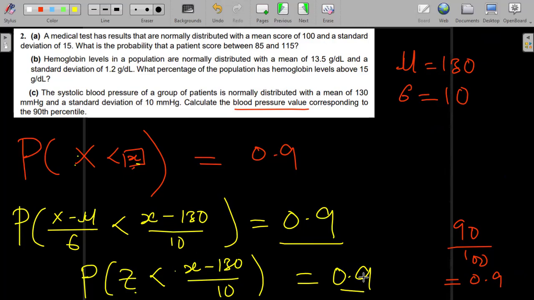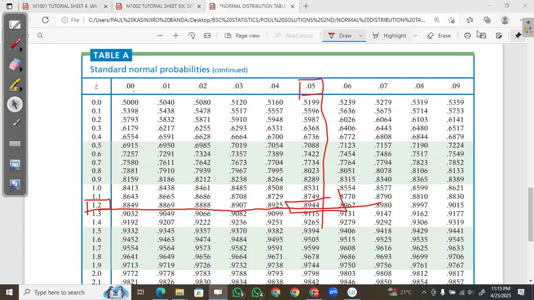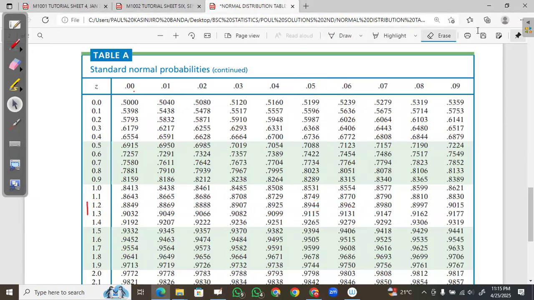So how do I find this number? I go to the table. Now I'm going to do the opposite. In the other questions, we were finding the probability of a certain z score, but now here, we've been given the probability of that z score, so we have to find the z score itself. So when I go to the table here, I'm looking for a probability of 0.9, or a number that is very close to 0.9. That's what I'm looking for.